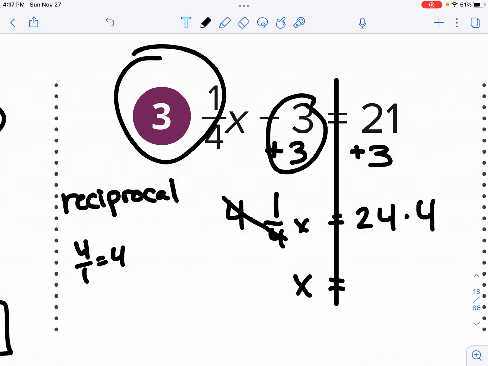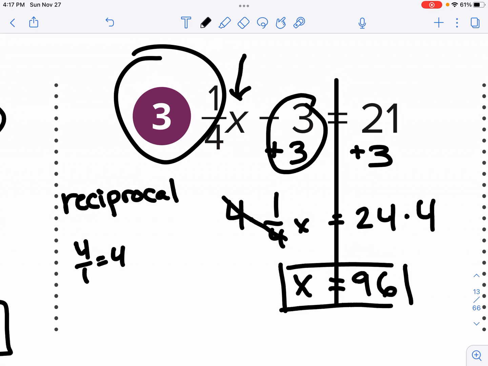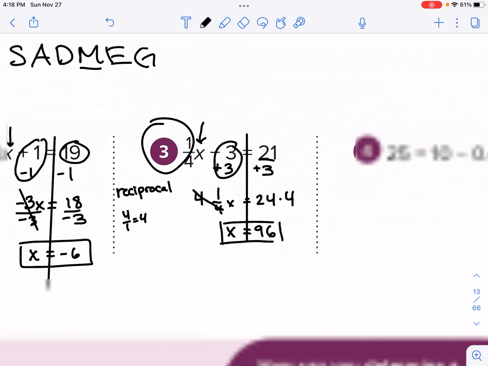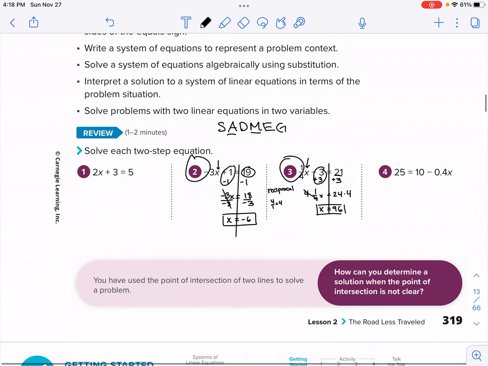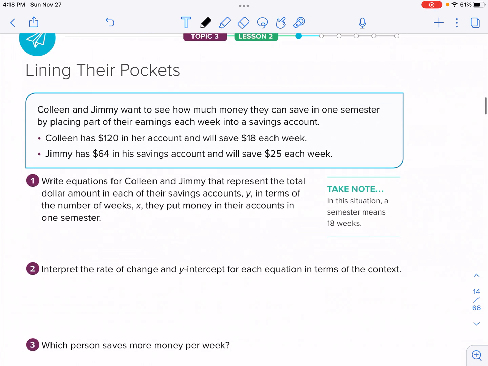I'll just give it to you here. That is 96. All right, so if we plug that into x, that makes the equation true. It's the value that satisfies the equation. It would be equal to 21, the right side. All right, so this is going to be a necessary skill for us to complete this lesson. So if you do have questions on the oral, let me know. Maybe you try numbers 1 and 4. Okay, we're going to get to getting started.